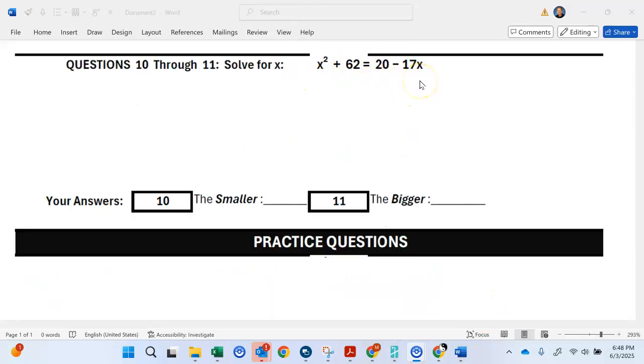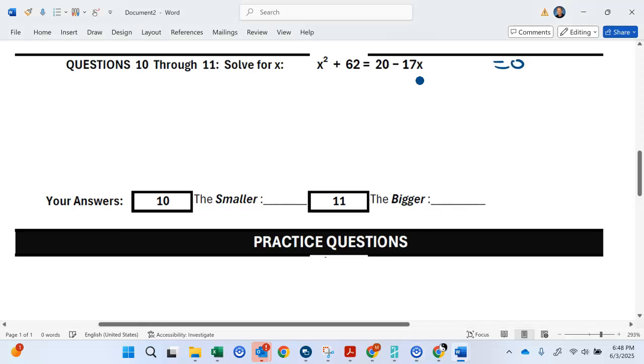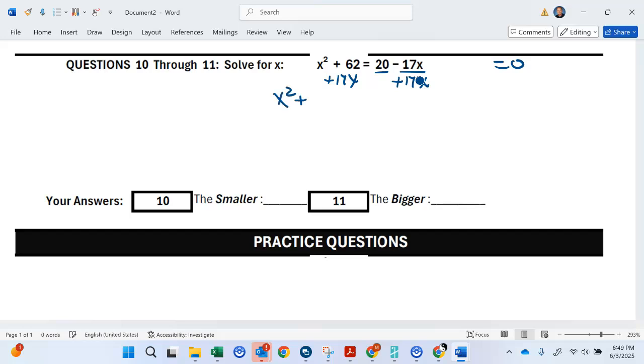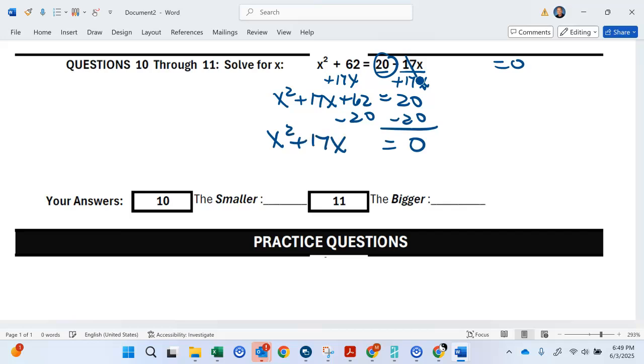Step number 1, we need the equation to be equal to 0. Here we have two things, the 20 and the negative 17, so let's do one thing at a time. Maybe first we move the 17x. We're going to do plus 17x to both sides. This doesn't combine with anything, so we get x squared plus 17x plus 62 equals, and the 17x goes away, 20. But we still have the 20, so we need to go minus 20 so that we get the 0. Good: x squared plus 17x plus 42.